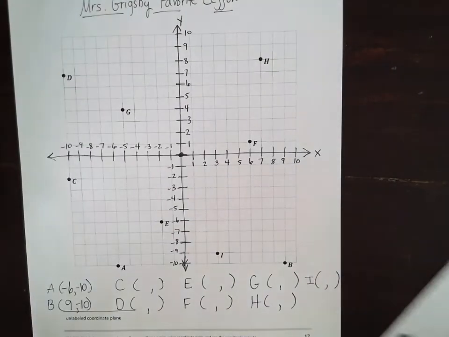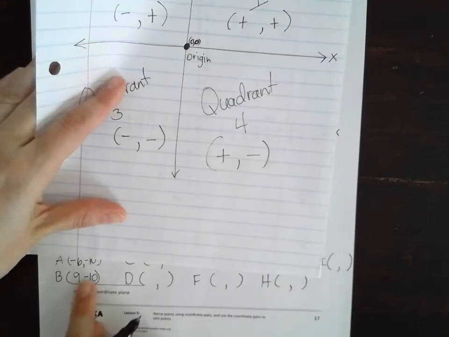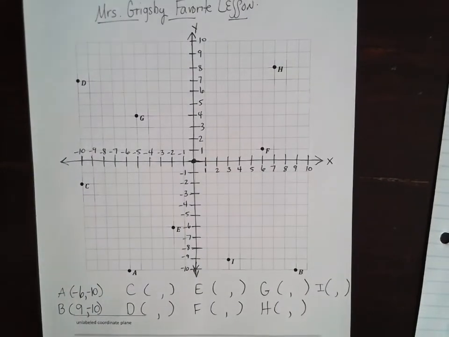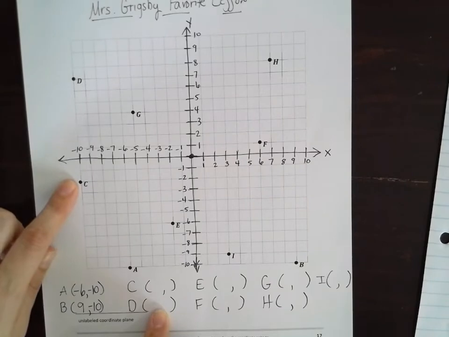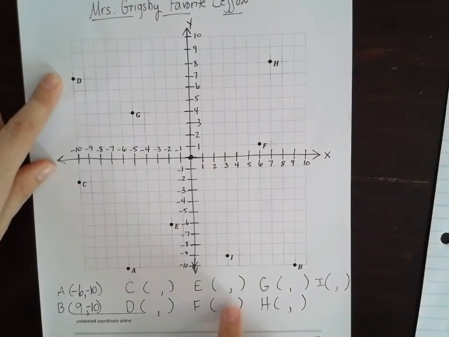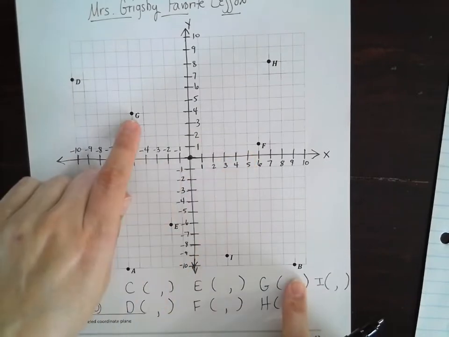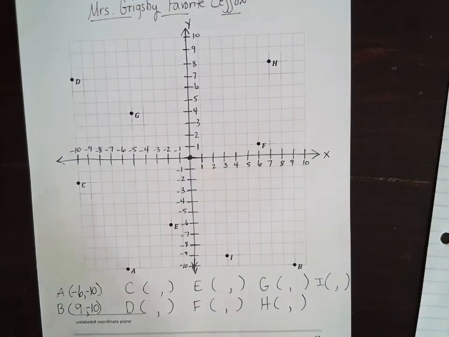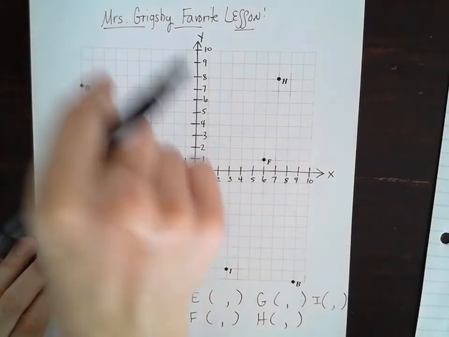And if you remember, quadrant 4 had a positive and a negative. +9, -10. All right, I'm going to let you try. Pause the video and see if you can write the coordinates for point C, D. Here's C, here's D, E and F. Here's E, here's F, G, H, and I. Okay, pause the video and see if you can get it. Remember, start at the origin, travel on the X first, then up or down for the Y. You can do it. Go.